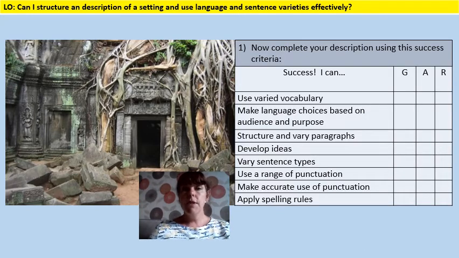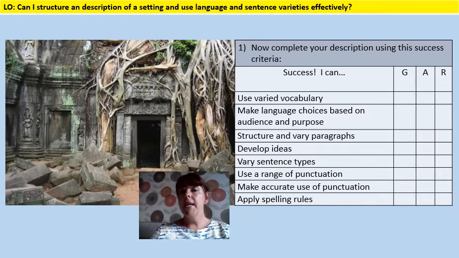So using the notes that you've made now, have a look at this quick success criteria and keep this in front of you as you're writing, making sure that you have used varied vocabulary, you've made language choices, you've deliberately used language devices and selected individual words and phrases based on your audience and purpose. You've structured and varied your paragraphs. That shouldn't be a problem because we've done all that in the planning.